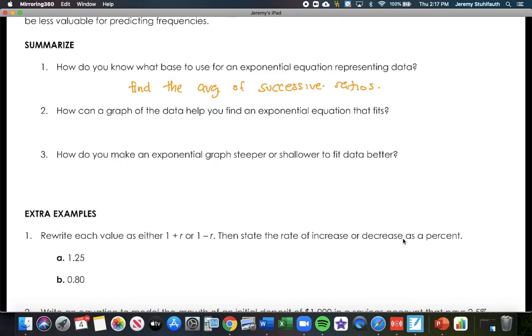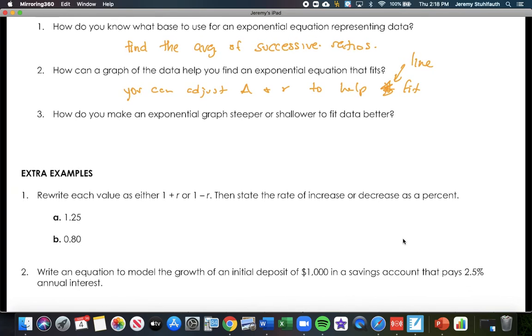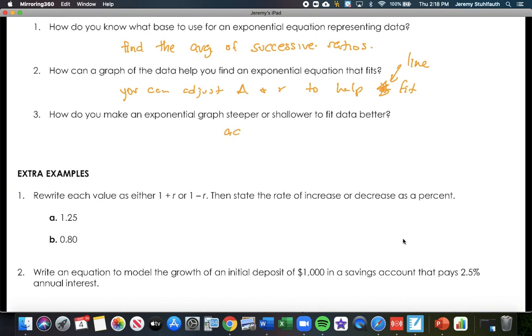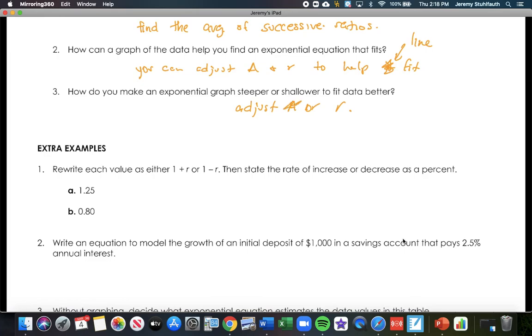Then it says, how can a graph of the data help you find an exponential equation that fits? You can adjust A and R to help the line fit. Okay. And again, how do you make an exponential graph steeper or shallower? You adjust A or R. Or you adjust R.